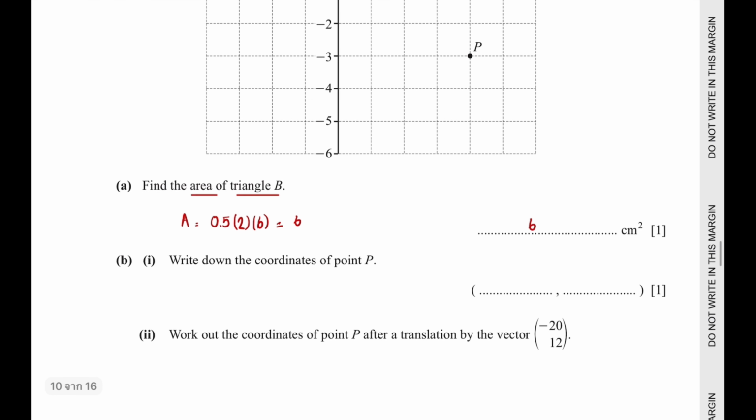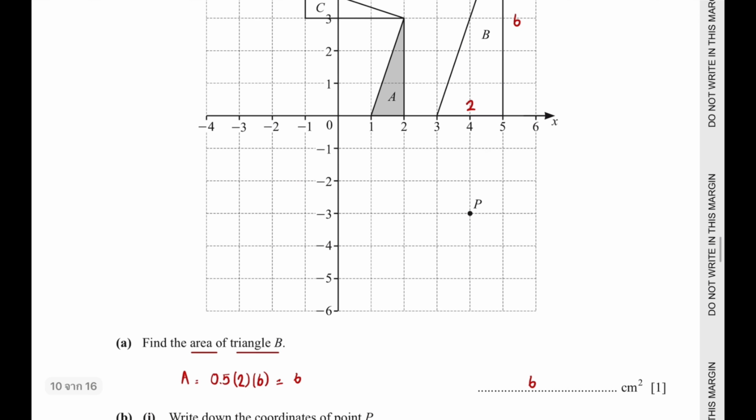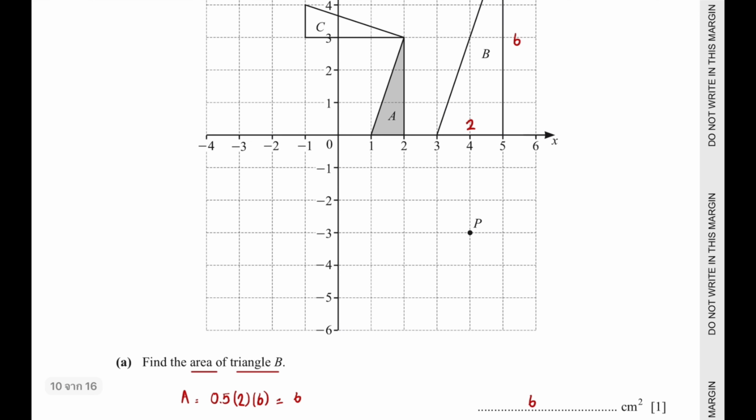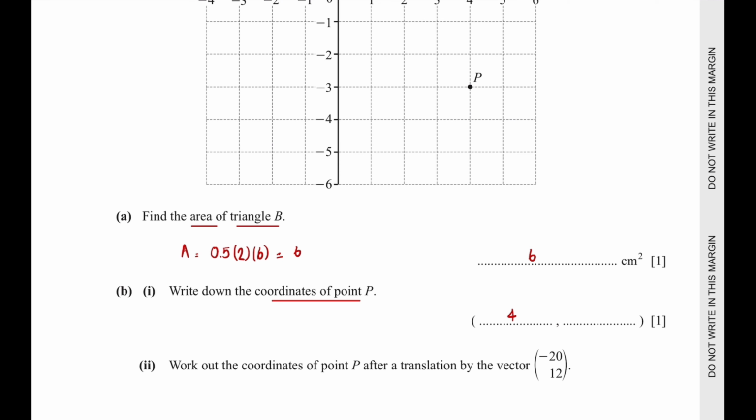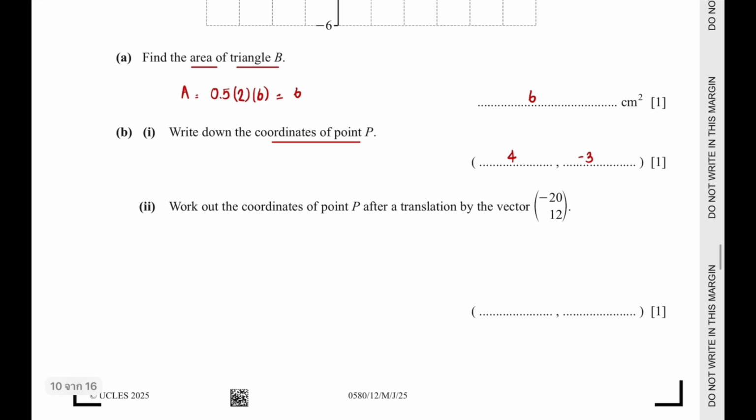B i, write down the coordinates of point P. So the coordinates of point P is 4 and negative 3. Then work out the coordinates of the point P after translation by the vector of negative 20 and 12. So it will be 4 minus 20, which is equal to negative 16. And negative 3 plus 12 equal to 9.